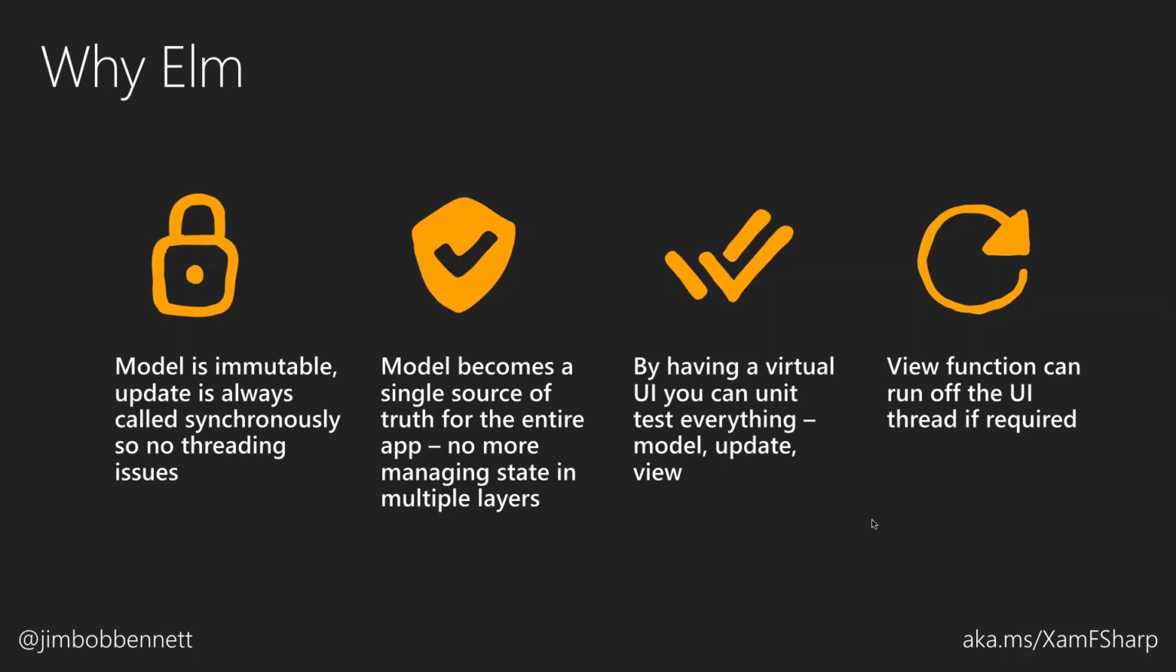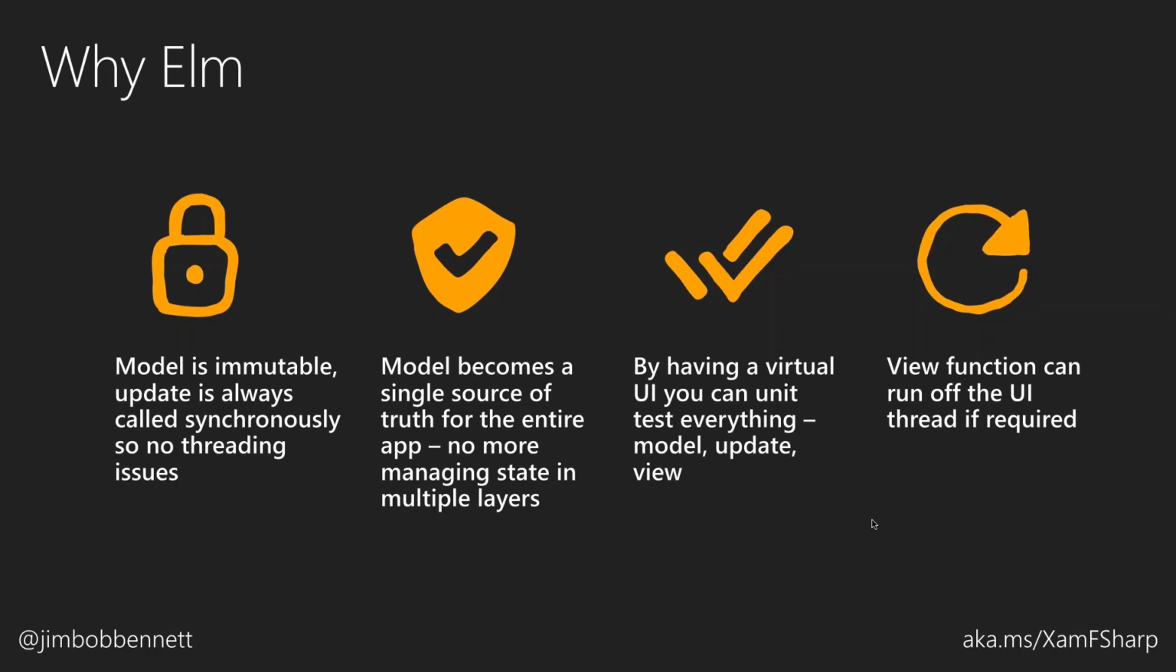And then by having a virtual UI, instead of actually spitting out real UI objects, you spit out a virtual UI, so you can unit test everything. You can write a unit test against your update function: if I have model X and message Y, update should spit out model Z. You can unit test that. If I have model X, my view function should spit out virtual UI Y. You can unit test that. So you can unit test absolutely everything. Not UI tests where we have to spin up an actual web page in the case of Elm, but unit tests.